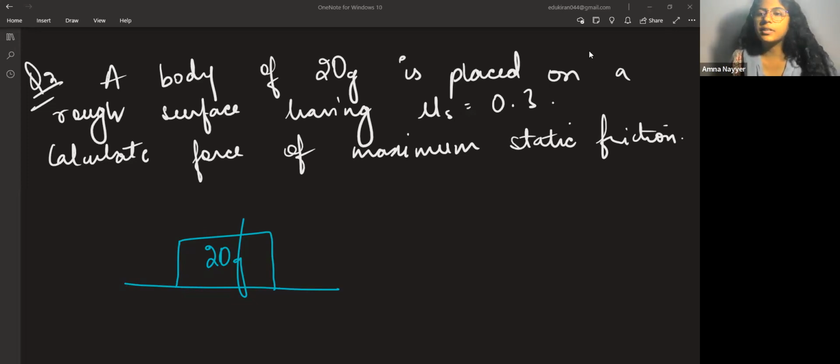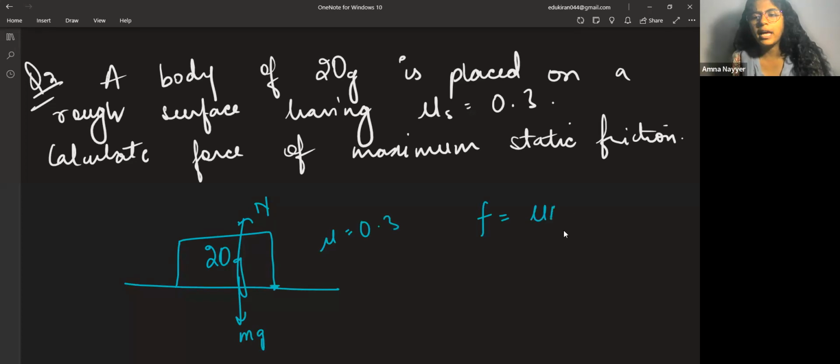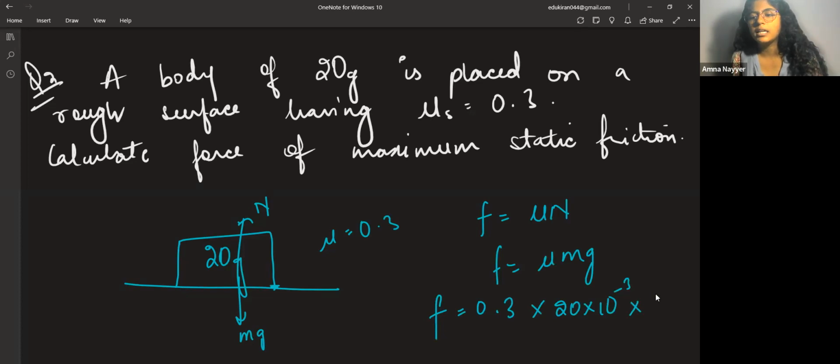All right. Yes, we were discussing. So 20 gram is there. So again, normal reaction will occur and here mg will occur. So the coefficient of static friction is 0.3 over here. So when we have to calculate the friction force, this is also easy, mu N. And since we know N is equal to mg, this also becomes mu mg. Friction force is 0.3 into 20 into 10 to the power minus 3 into 10. This much Newton it is coming. So 6 point something will be your answer. Let me know what's your exact answer. Note it down.